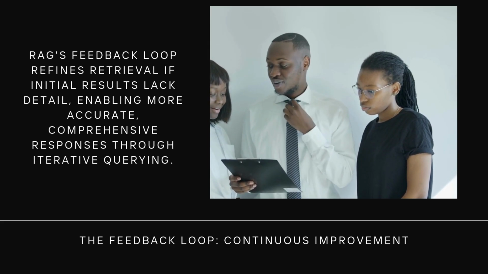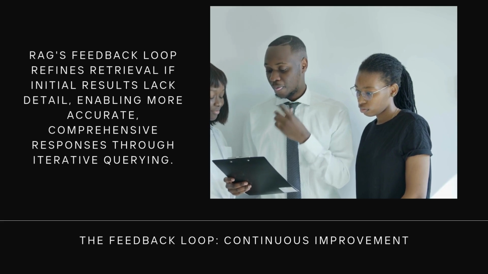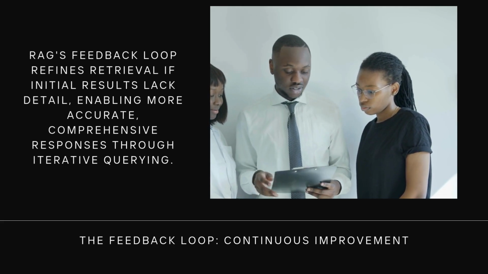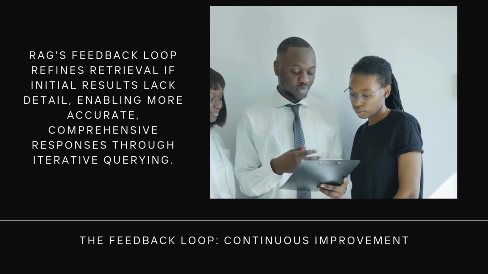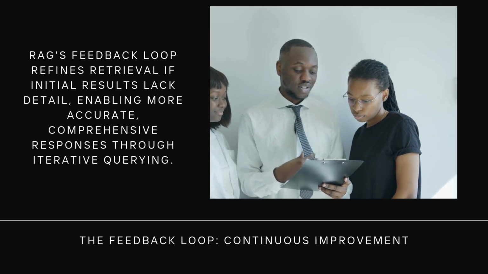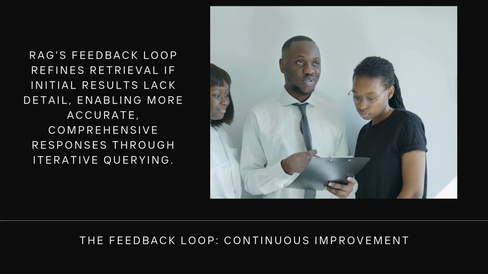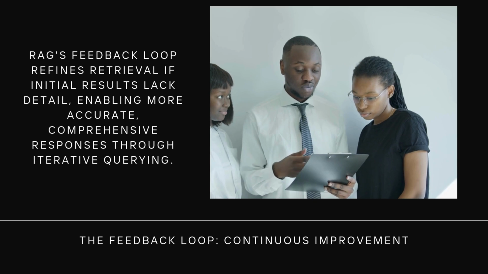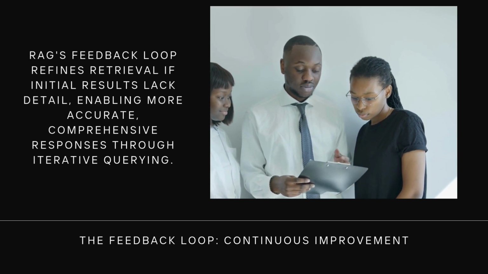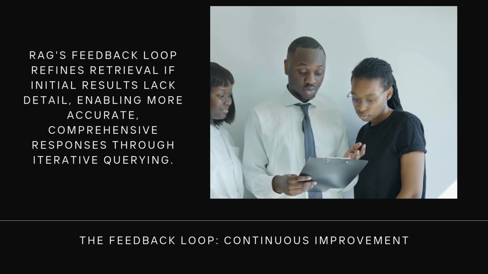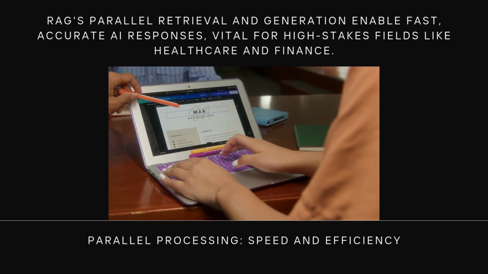For example, if a user asks about the latest advancements in quantum computing, the model might retrieve general articles first. If those articles lack detail, the system can automatically re-query for more specific publications, enriching the generative process with deeper insights.